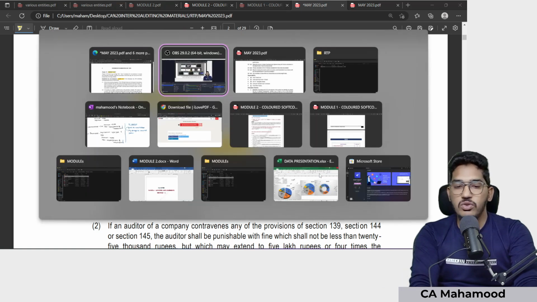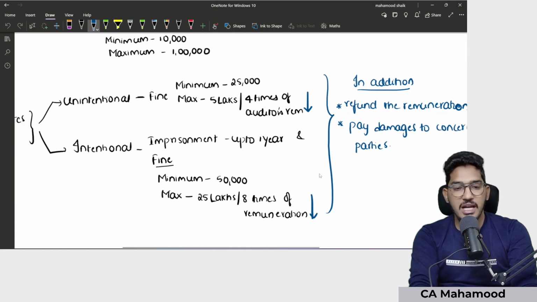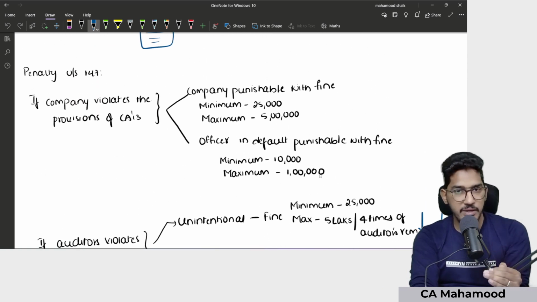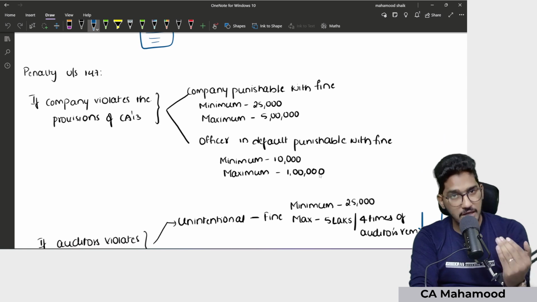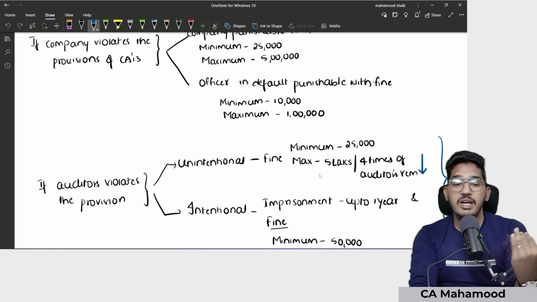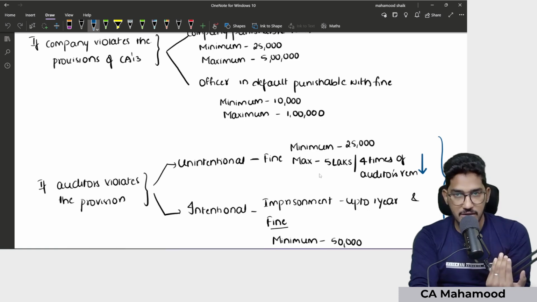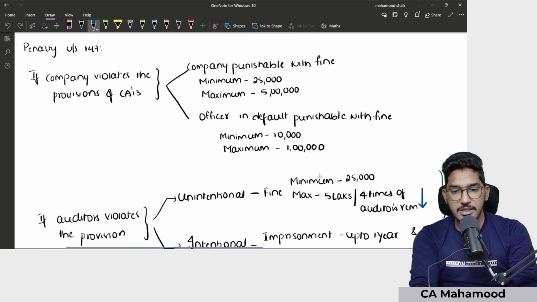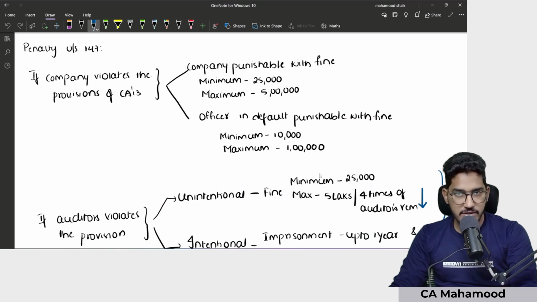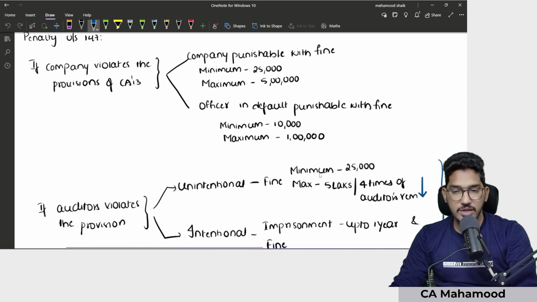So what will be the amount of penalty, sir? That amount of penalty, I have created a summary here. Let me try to explain what will be the penalty on the company if they violate the provisions of the Companies Act relating to company audit, and what will be the penalty on the auditor if he violates those provisions. Let us see. Whatever text has been there, I have tried to summarize here for our easy understanding, let us try to understand.